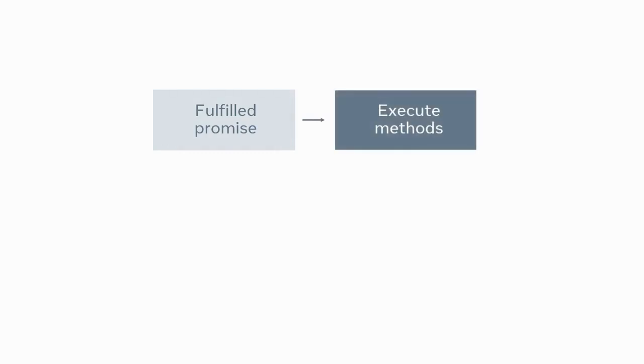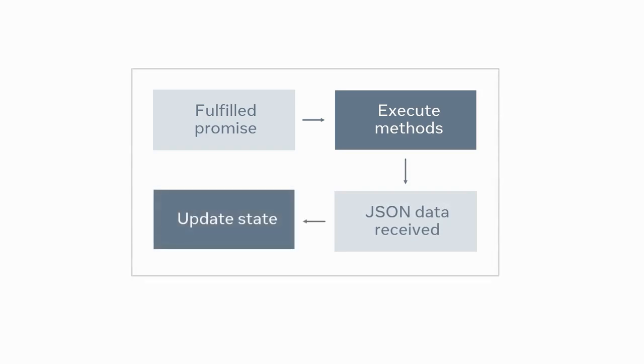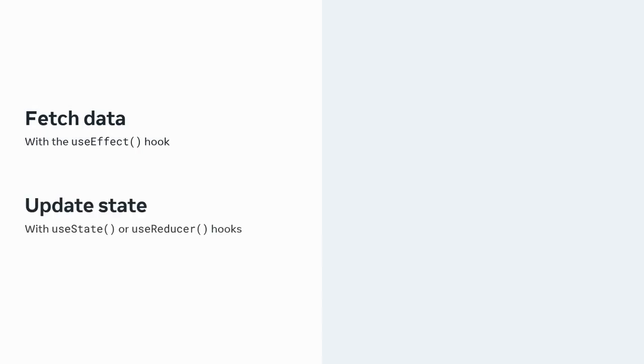If a promise is fulfilled, then the JavaScript engine is free to execute all the methods that were given to it as then function calls, which are chained to the original fetch call. Once the JSON data has been thus received, you can update the local component's state with that JSON data. Because invoking the fetch method constitutes a side effect, meaning something outside of React, fetching this data requires the use of the useEffect hook. To update the state, you can use either the useState hook or the useReducer hook.